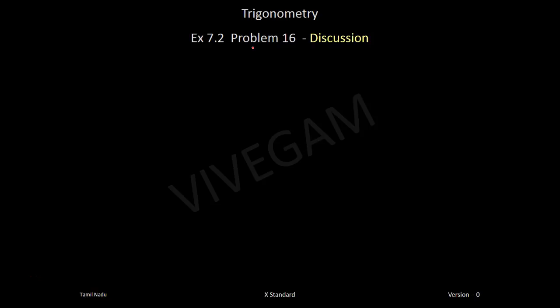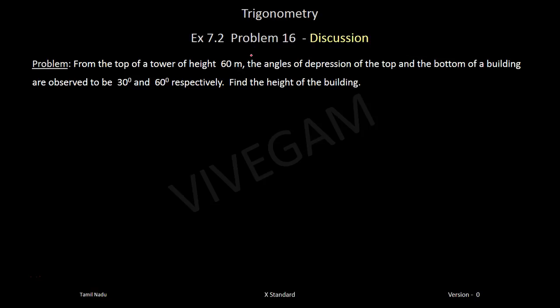Exercise 7.2 problem 16 discussion. From the top of a tower of height 60 meters, the angle of depression of the top and the bottom of a building are observed to be 30 degrees and 60 degrees respectively. Find the height of the building.